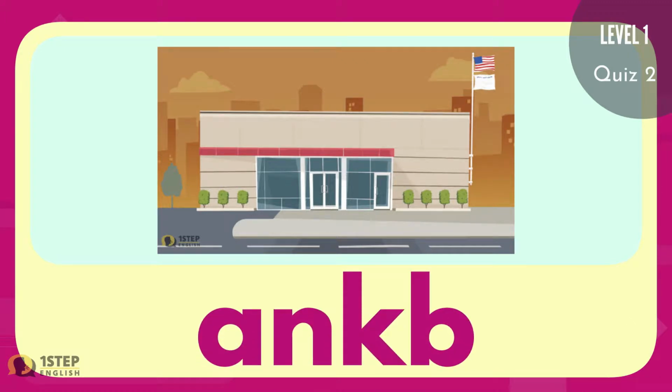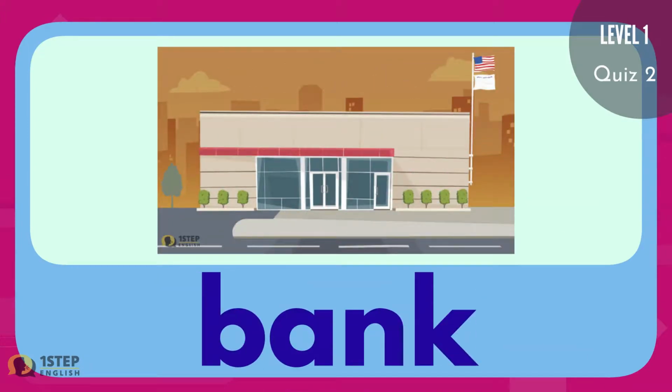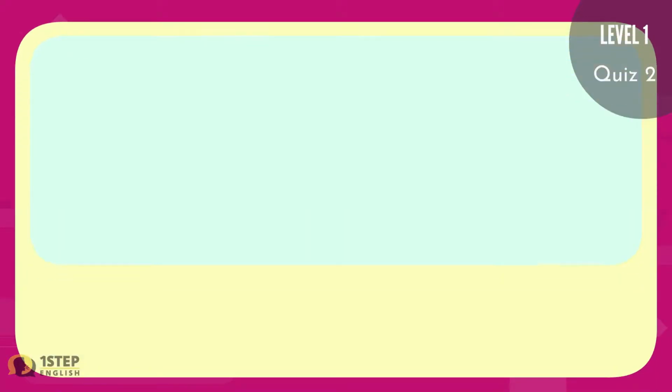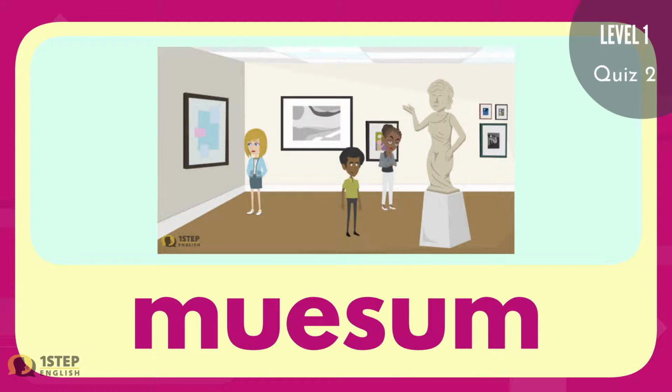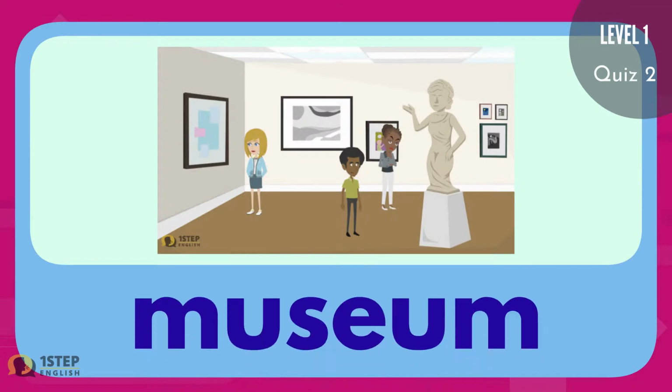A-N-K-B. The correct answer is B, A, N, K, bank. Muesum. The correct answer is museum, museum.